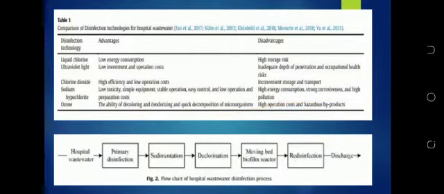Then ozone has the ability of decoloring and deodorizing and quick decomposition of microorganisms, but also has the disadvantages of high operation cost and hazardous byproducts. Here this is the cycle of disinfection process which is used in hospital wastewater.